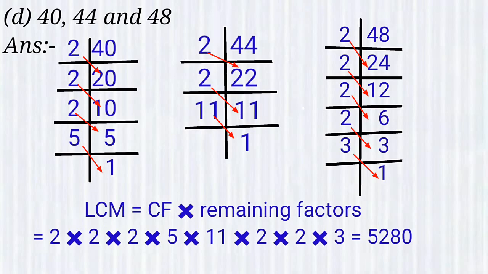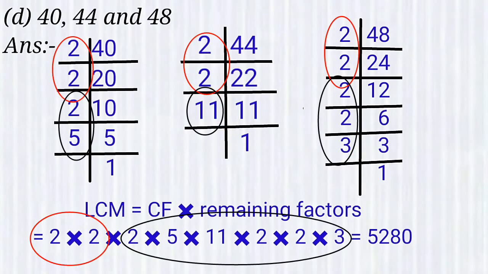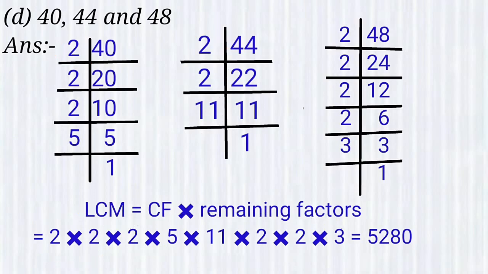Similarly 48. 48 divided by 2 gives us 24. 24 divided by 2 gives us 12. 12 divided by 2 gives us 6. 6 divided by 2 gives us 3. And 3 divided by 3 gives us 1 at the bottom. Here common factors are 2 multiply 2, and remaining factors are 2 multiply 5 multiply 11 multiply 2 multiply 2 multiply 3. It gives us 5280 answer.